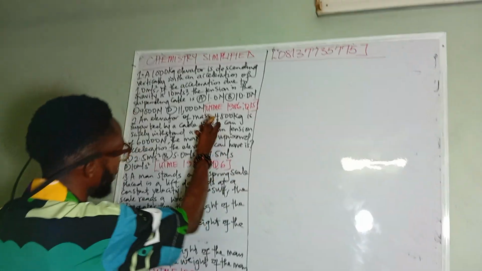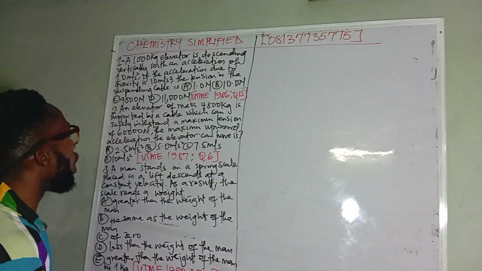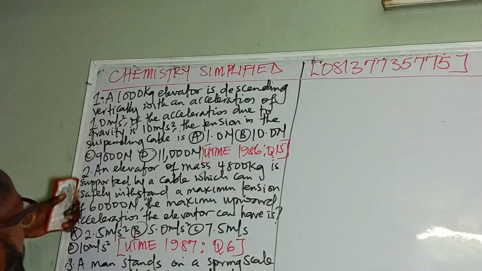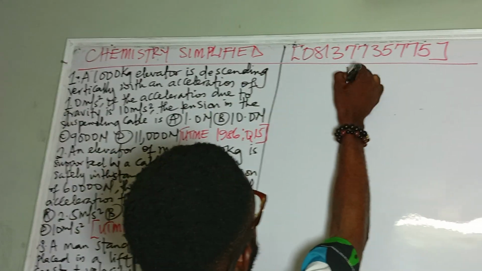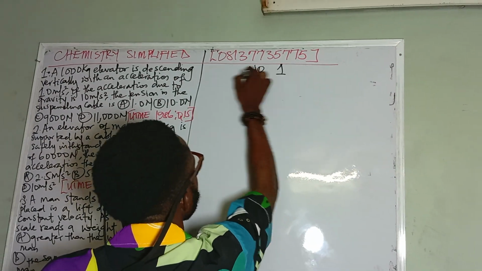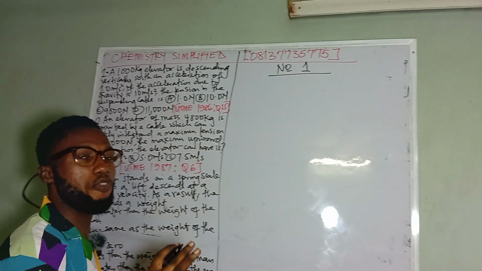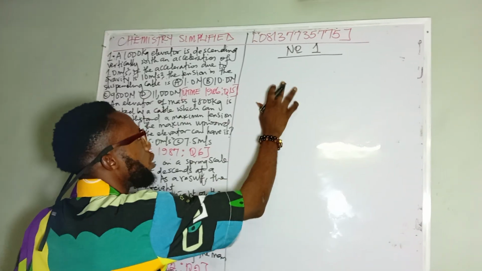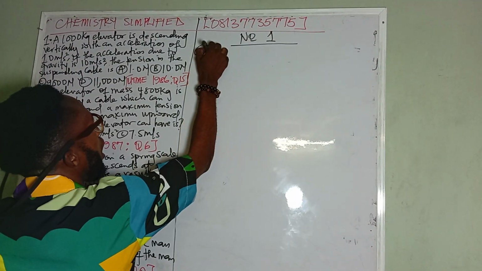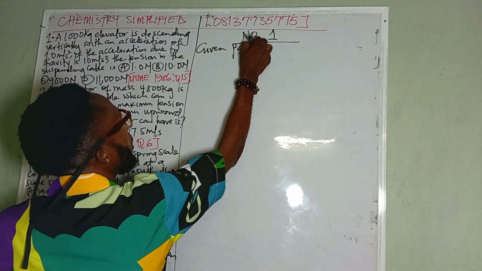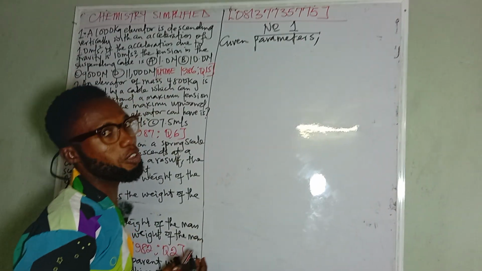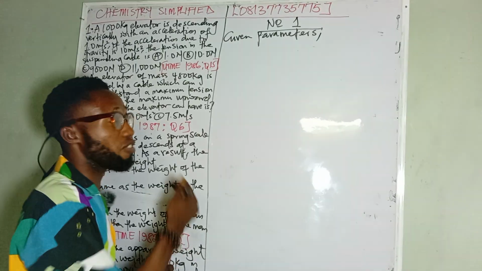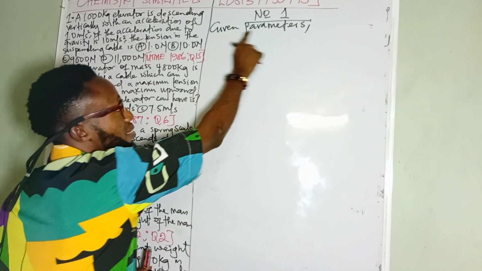UTME questions, just as you can see them right here. Alright, let's start with the first question here. The question says, and mind you, whenever you are solving any question in physics, the very first thing you have to do there is to write out your given parameters. Of course, if you are doing JAMB, you don't need to be writing this out. So you understand? You have to write out what you are given, not that you still be writing given parameters.